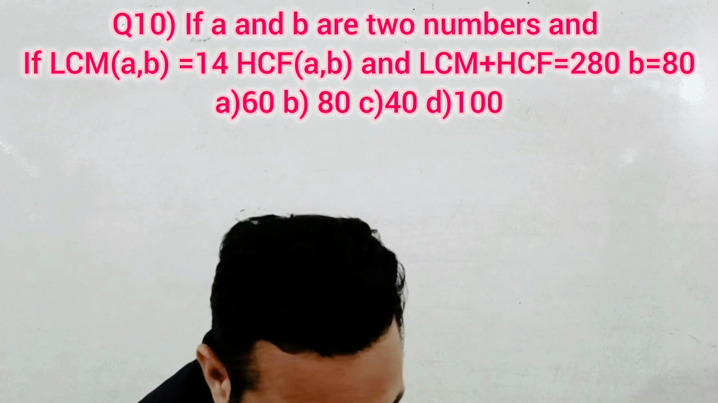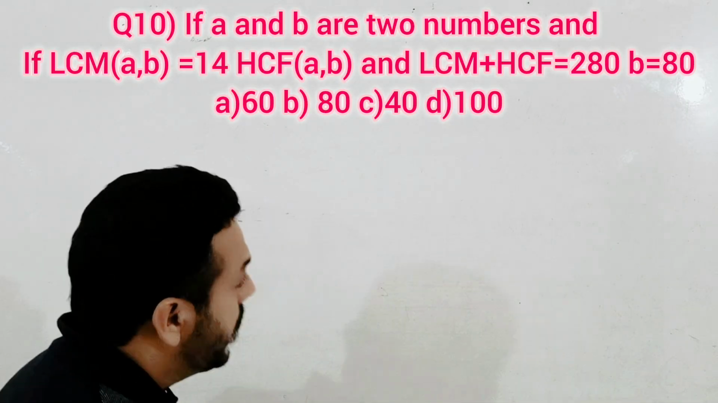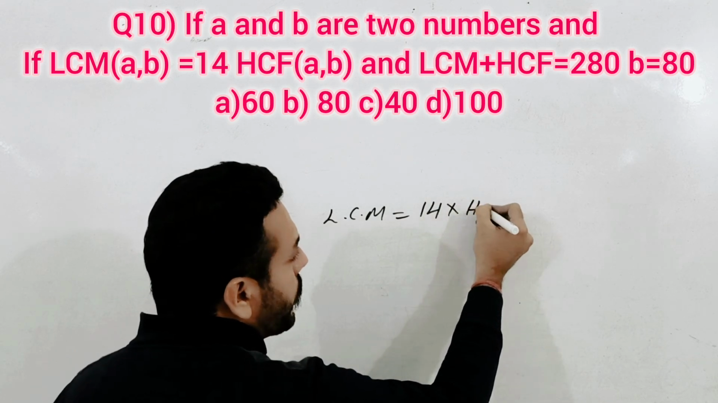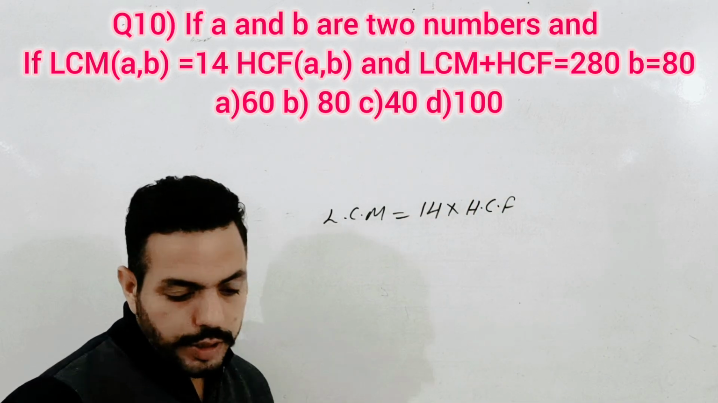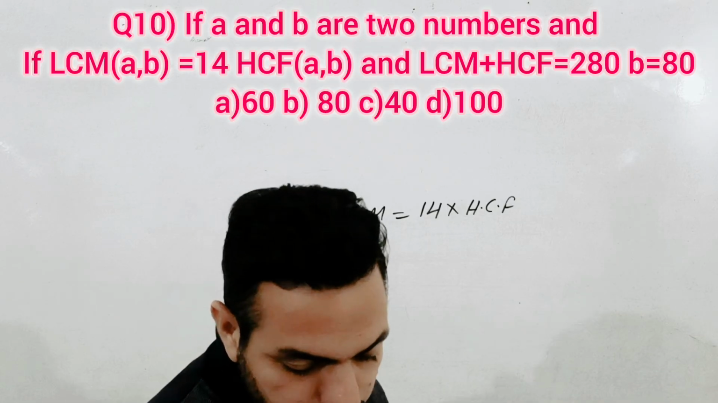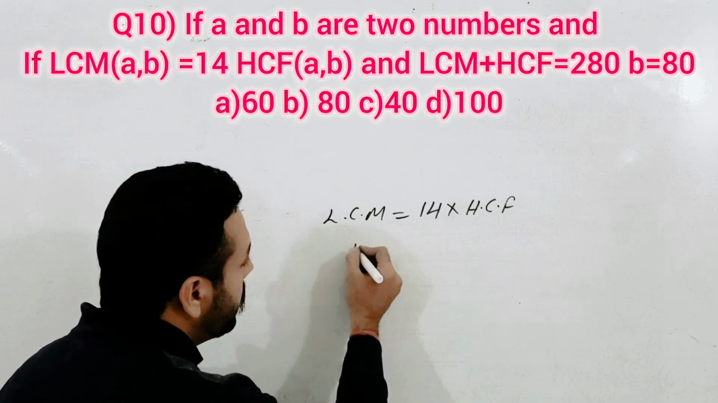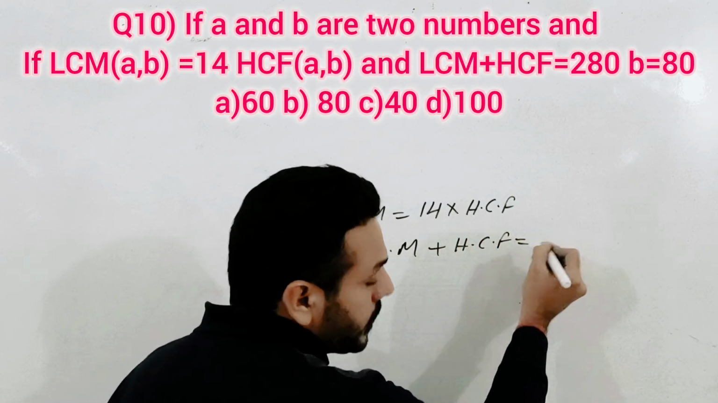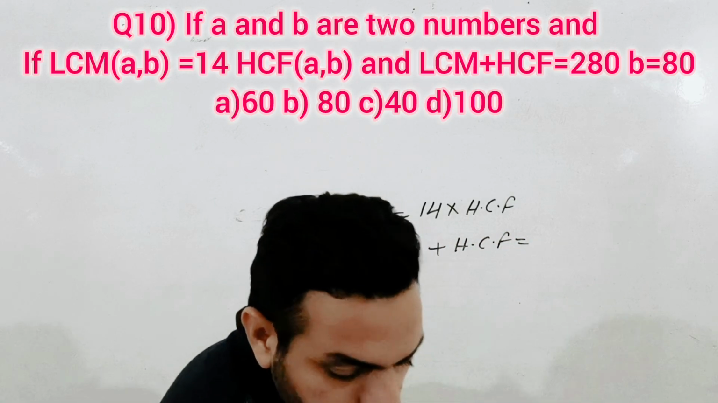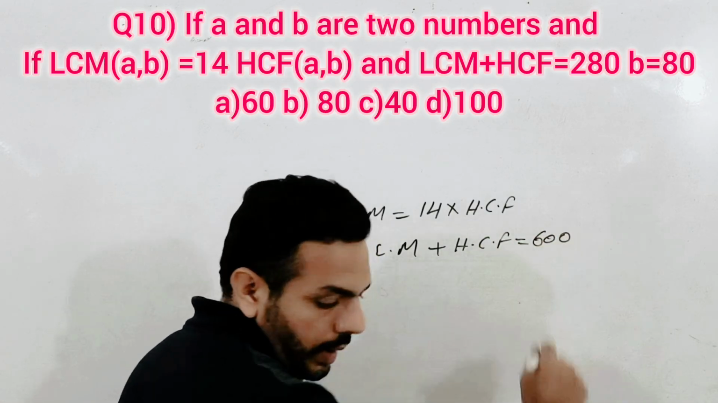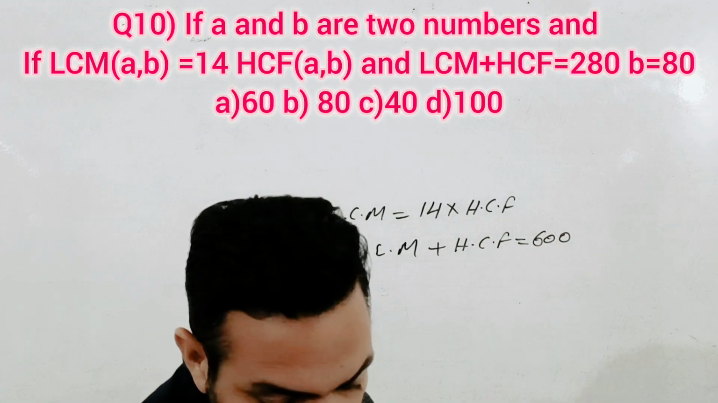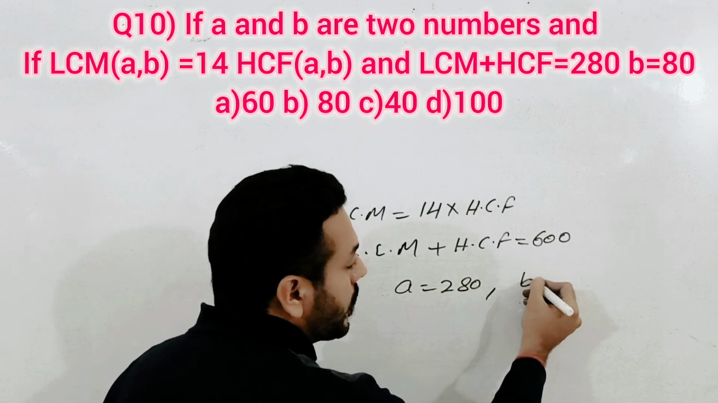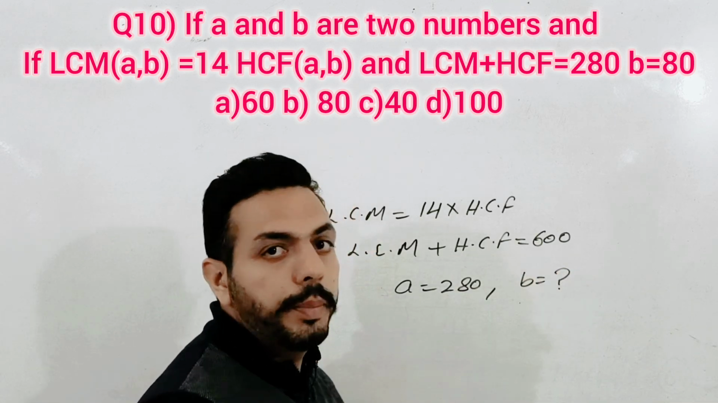Now next question is, LCM is 14 times HCF. Right? Our first condition, that is LCM is 14 times HCF, and the sum of LCM and HCF is 600, right? If one number is 280, now find other number. Suppose B is the other number, here we find B, right?